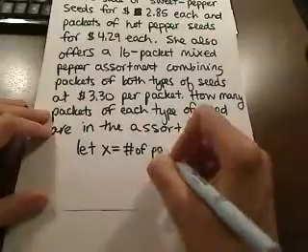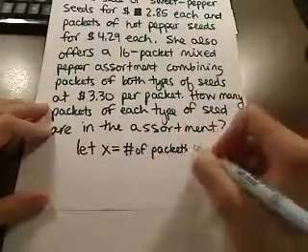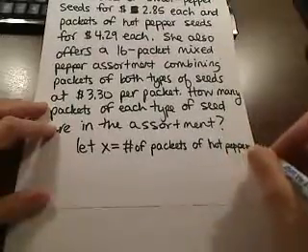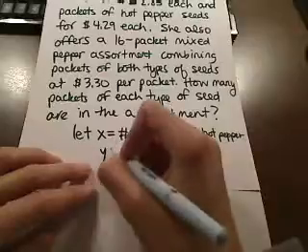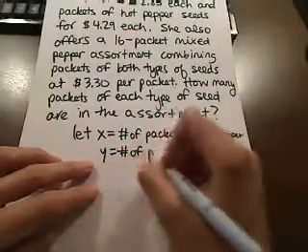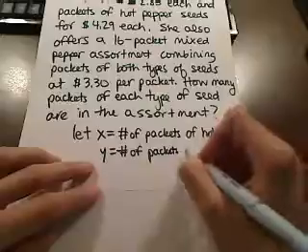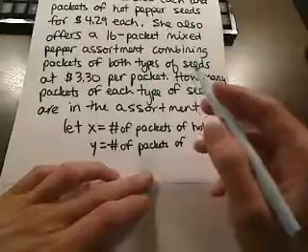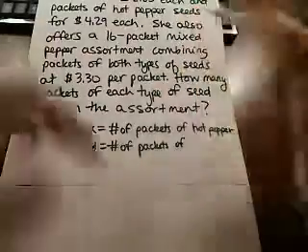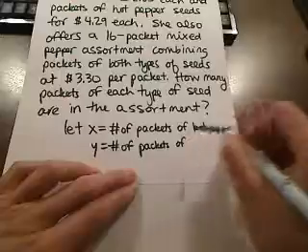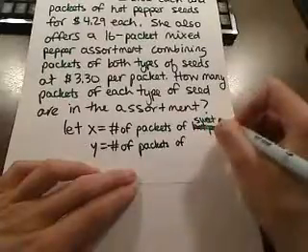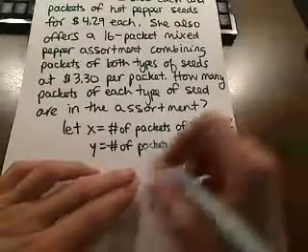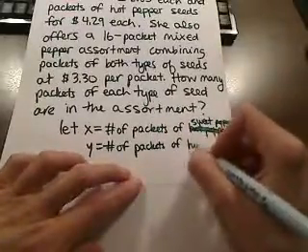So number of packets of the hot peppers. Okay. And then I'm going to let y be the other one. So this will be the number of packets of the sweet peppers. Well, let's actually make this the sweet pepper. I thought that was the first one that I saw. So x is going to be the number of packets of the sweet peppers, and y will be the number of packets of the hot peppers.